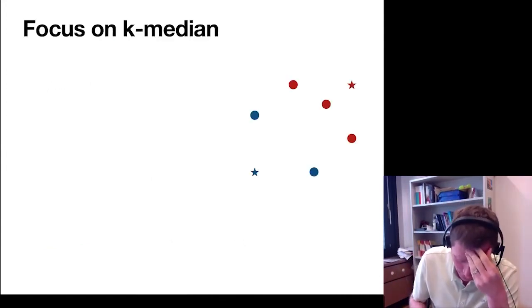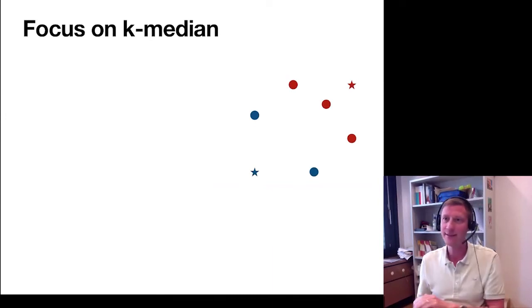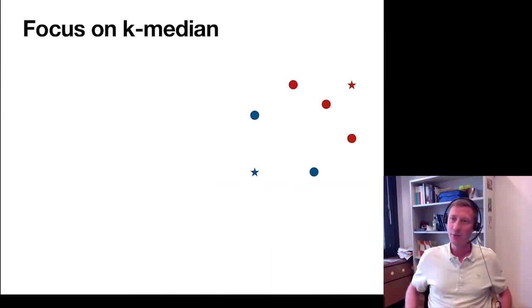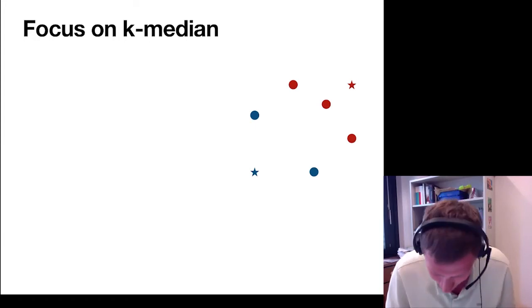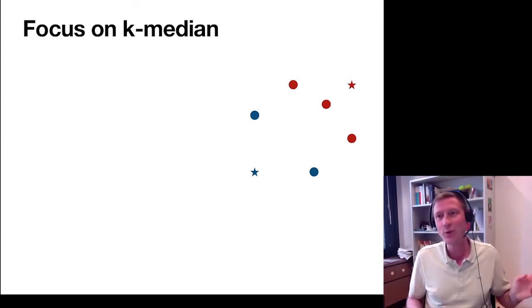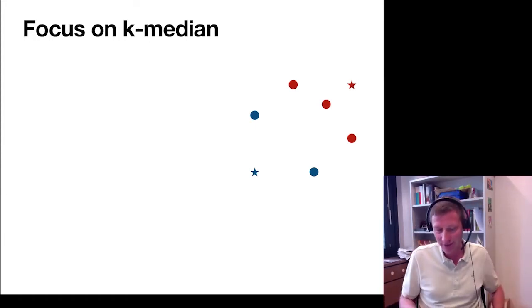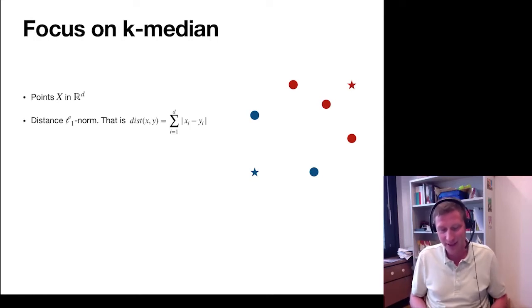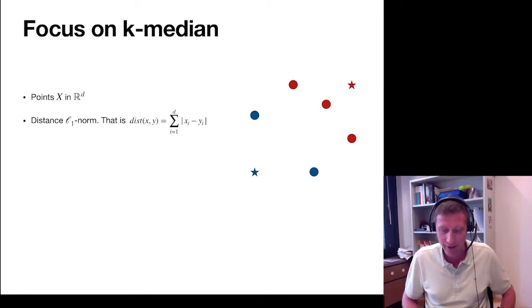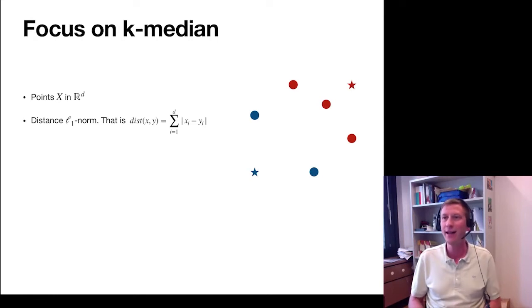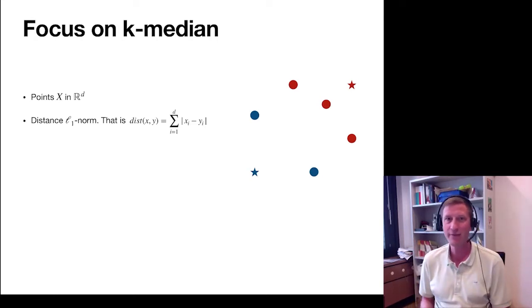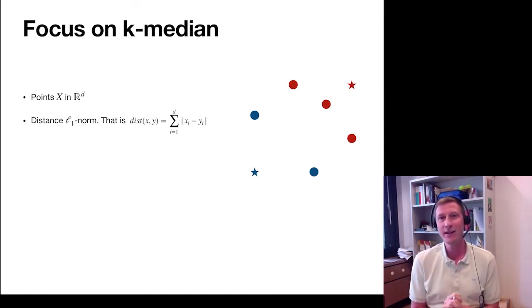So, the general approach. We will focus on k-median here because it turns out that this is the cleanest one, and the algorithms are the simplest in this setting. This is an important note: some papers also looked at other settings, but here we will look at the L1 norm. Okay, so distances are defined by the L1 norm of points. So we have points in d-dimensional Euclidean space, but we look at the distance as in L1 norm.